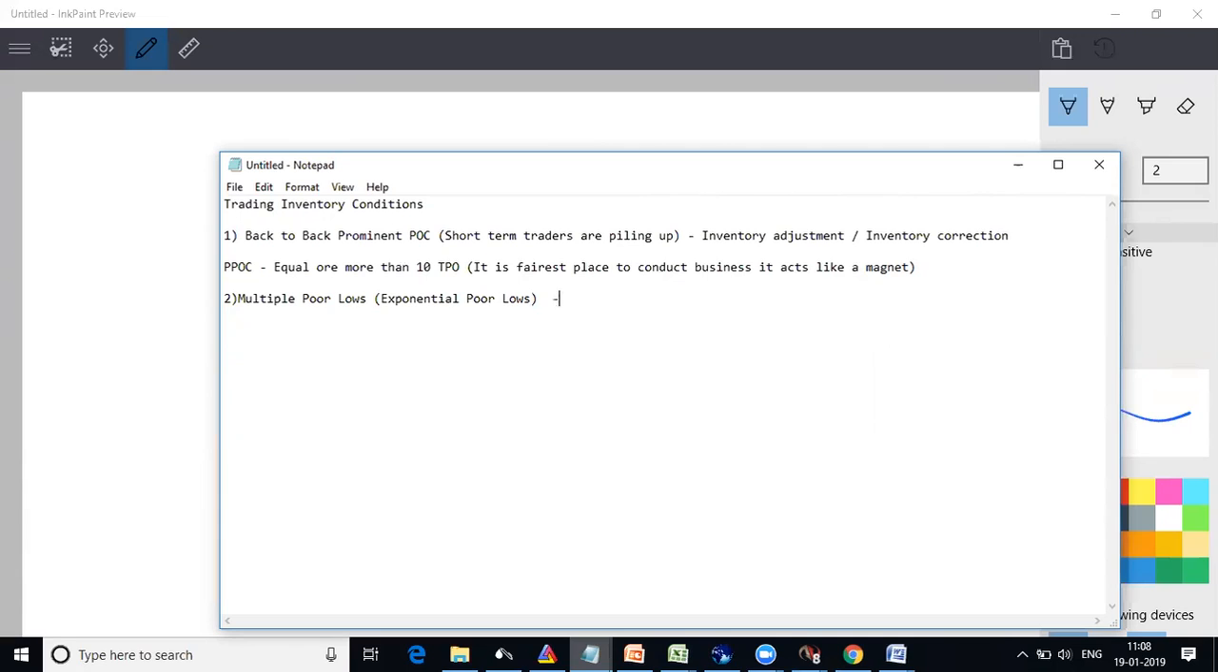We already talked about this. Exponential poor lows or poor highs. At times it could be a combination of poor lows or poor high plus prominent POC. All are uncleared or untested levels.